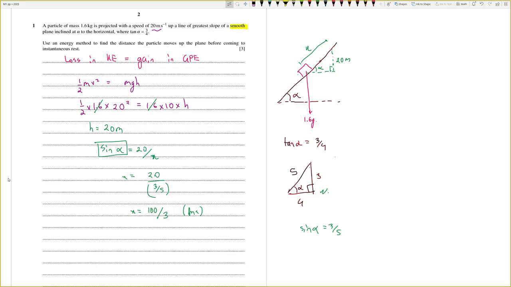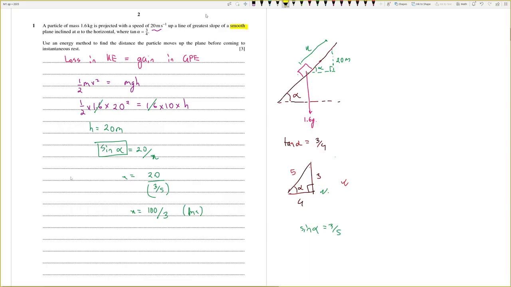Whenever I see tan alpha is equal to 3 by 4, I immediately draw this triangle over here. Since tan alpha is equal to 3 by 4, opposite is 3 and adjacent is 4. Using Pythagoras theorem, the hypotenuse must be 5. As a result, we can get the ratios of sine alpha, which is opposite by hypotenuse, 3 by 5, and cos alpha as well.